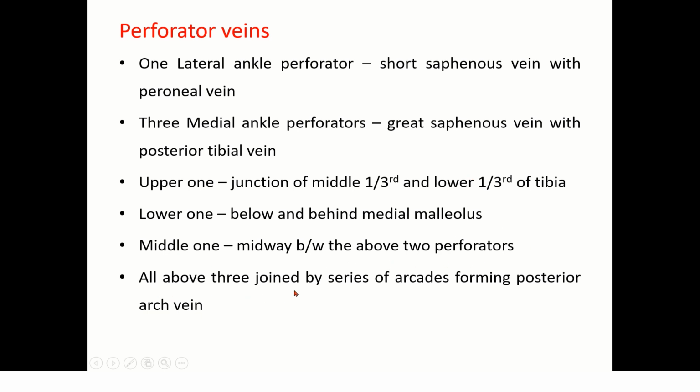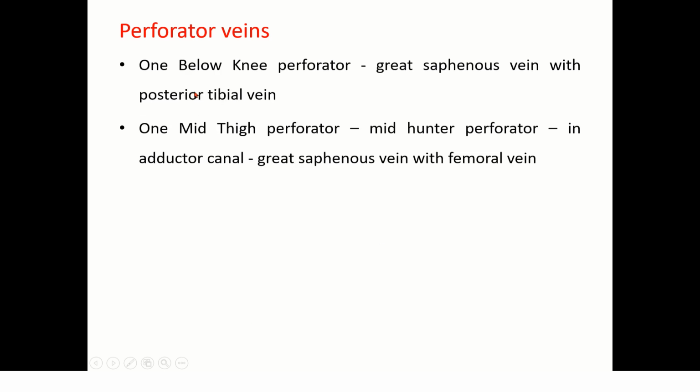All above three are joined by a series of arcades forming the posterior arch vein. One below-knee perforator connects the great saphenous vein with the posterior tibial vein. One mid-thigh perforator, also called the mid-hunter perforator, is in the adductor canal. So it connects the great saphenous vein with the femoral vein.